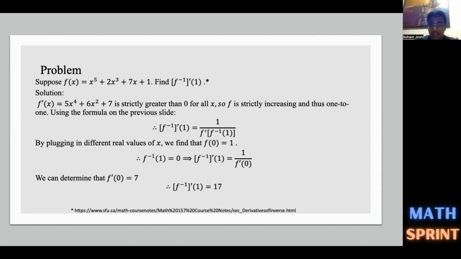Now, when we plug this all into the formula, we get that f inverse dash of 1 is equal to 1 divided by f dash of 0. And since we know that f dash of x is equal to 5x to the power of 4 plus 6x squared plus 7, we know that f dash of 0 is equal to 7. So therefore, f inverse dash of 1 is equal to 1/7.